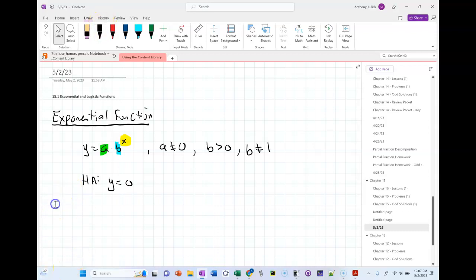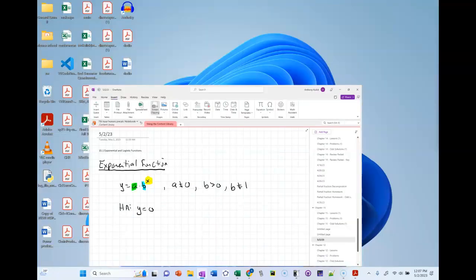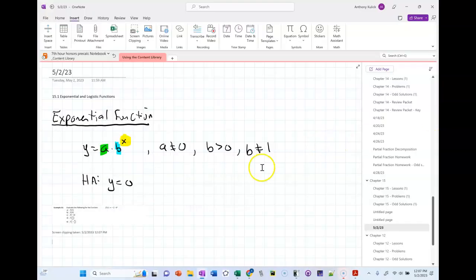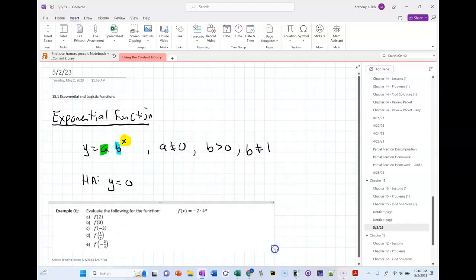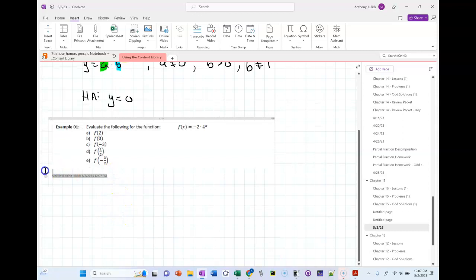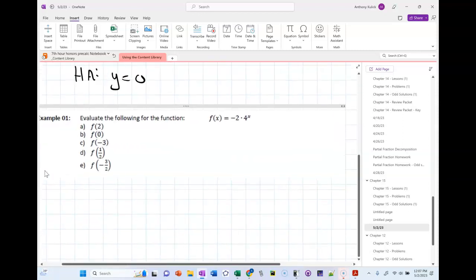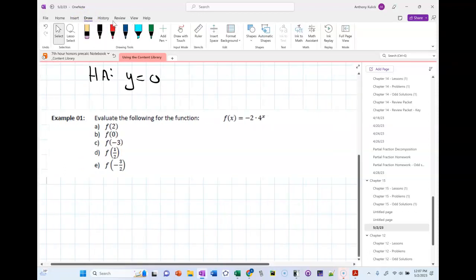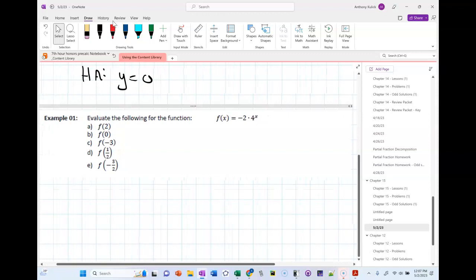Let's look at just some quick examples to review our exponent rules. So let me drop in a set of those. So let's say we have the function f of x equals -2 times 4 to the x. Can I write that as -8 to the x?